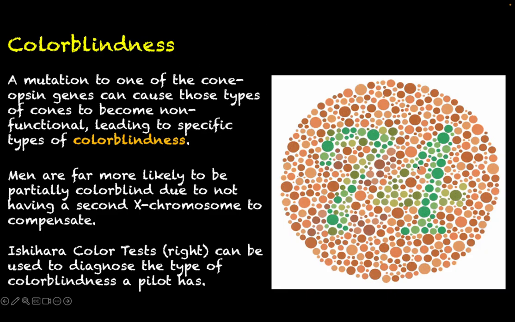So what you're looking at here is what is called an Ishihara color test, which can be used to help diagnose different types of color blindness, whether it is red-green color blindness, blue-green color blindness, or otherwise.